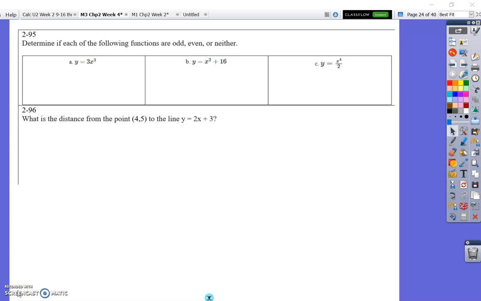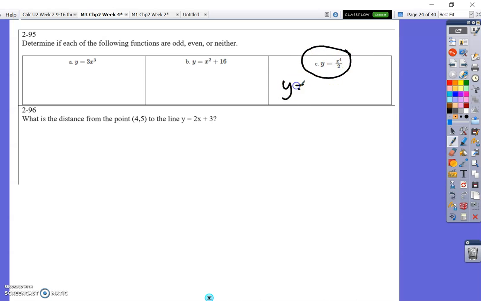So on 95, we're deciding if the functions are even, odd, or neither. So we're going to plug in negative x and see, or we can try to graph them. I'm going to go ahead and plug in negative x. So I think I will do the one with the fraction because I think that'll freak you out the most. So we'll do this one.